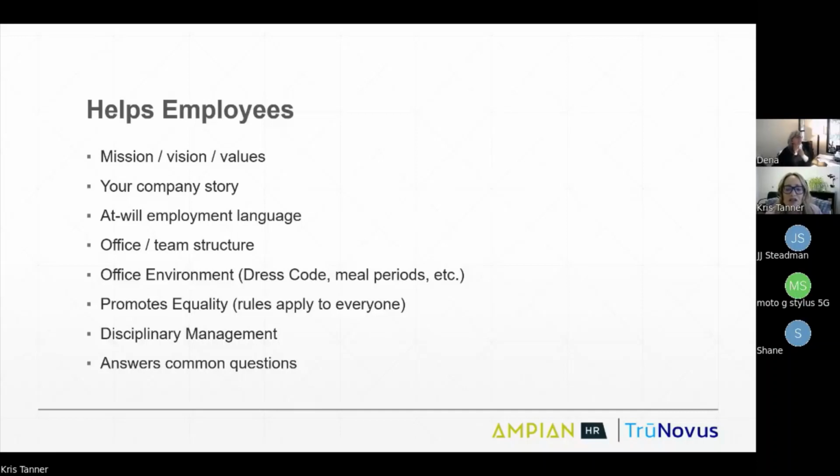The handbook also promotes equality. As I mentioned before, all policies generally apply to everyone. So everyone's on the same playing field when it comes to the language in the employee handbook.